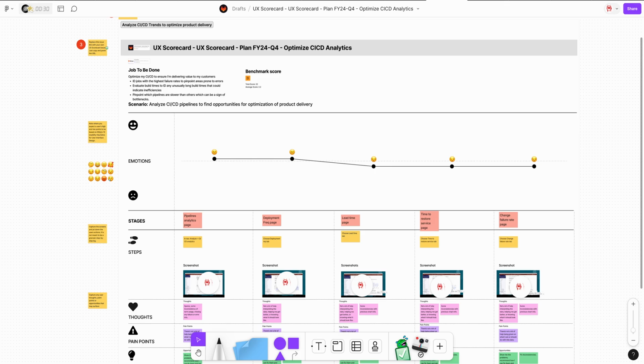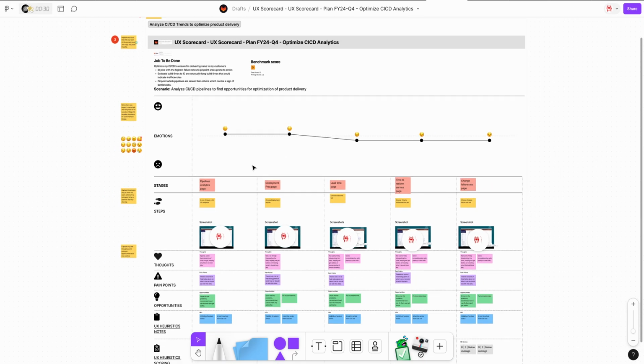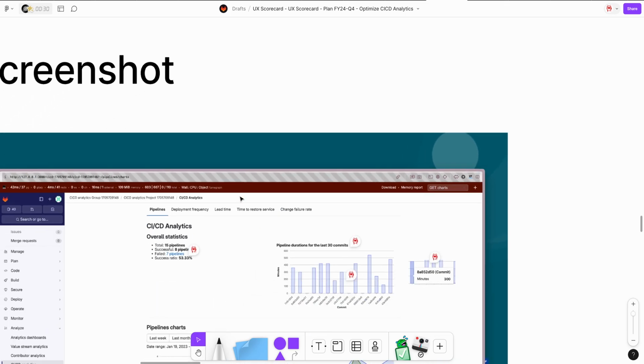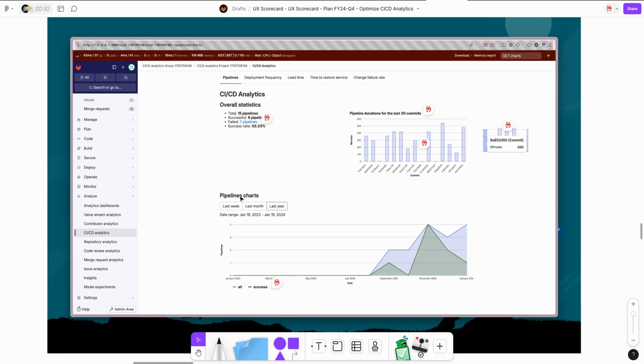I want to identify opportunities for improvement or detect risks in the delivery so I can add better value to customers. And the purpose of the UX scorecard was to analyze CI/CD pipelines to find opportunities for optimization of product delivery. So let's walk through the journey map that I put together. The first screen that I looked at is the Pipelines tab of the CI/CD Analytics under the Analyze section.